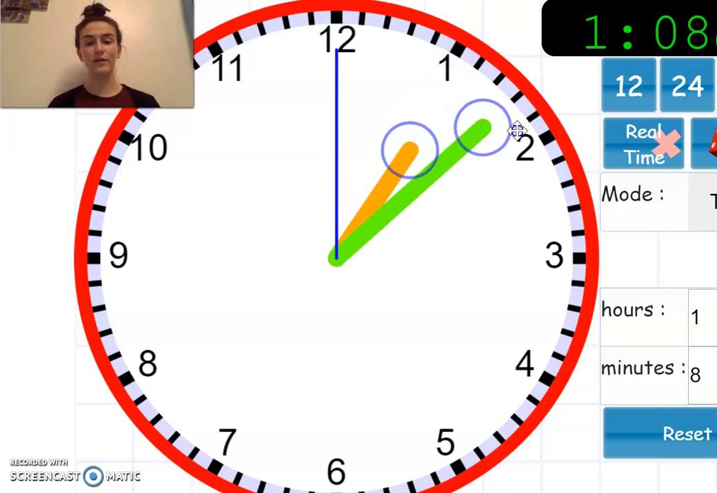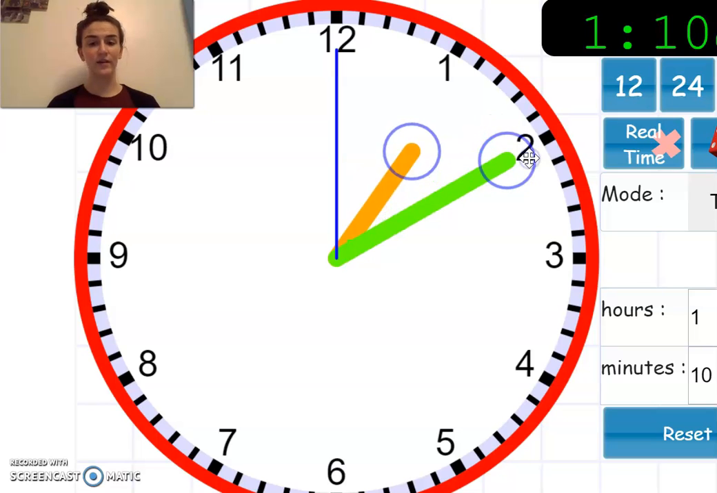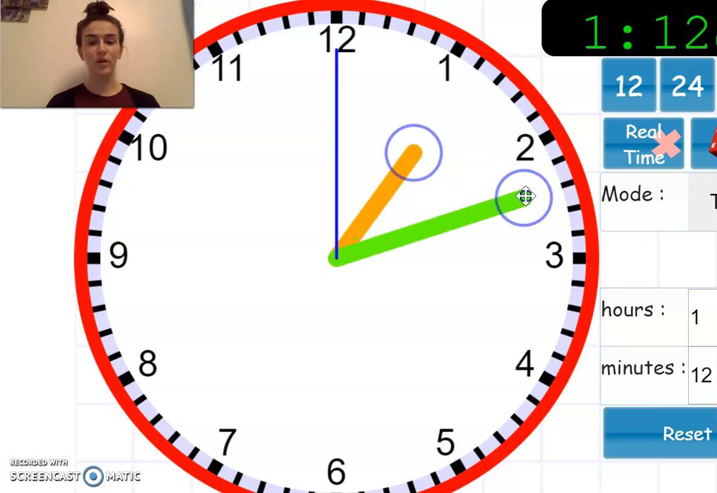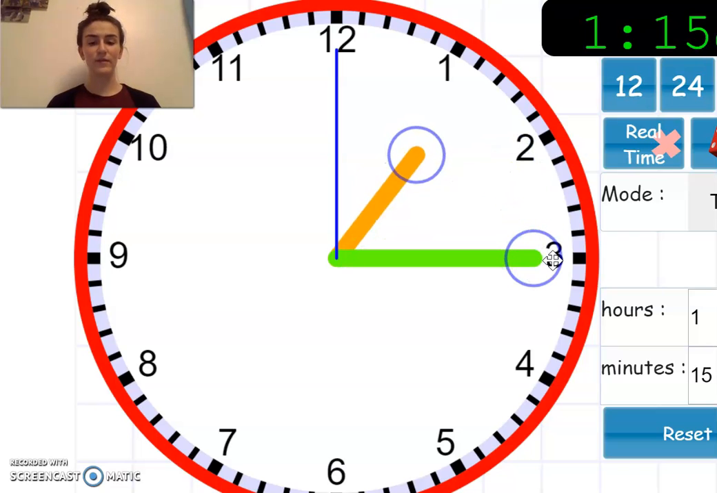And every time we hit a new number, it's 5 more minutes. So we went from 5 to 10. When we go to the 3, it's going to be 15. 5 minutes, 10 minutes, 15 minutes. Every time we add on 5 minutes when we hit a new number with the minute hand. So that's how we tell time to the 5-minute mark.